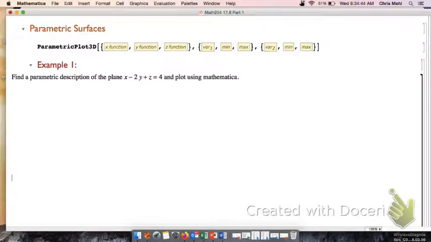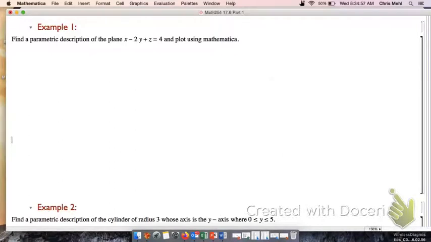Okay. So for planes, it's pretty basic, very simple. What you're going to do, and forgive me for just a second, I have to fix my window here.